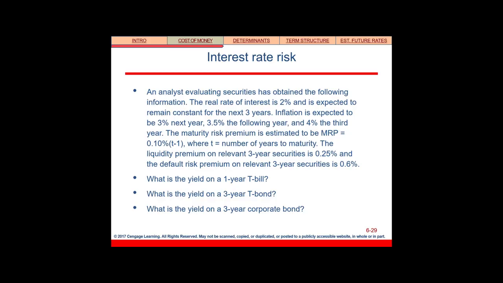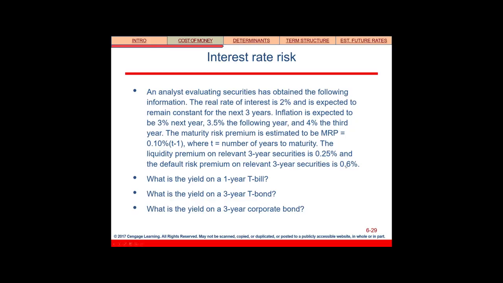So let's have a look at the first one. It asks what is the yield on the 1-year treasury bill. Remember this is 1 year, which means there's no maturity risk premium, because it's short term. Even if you use this equation, it's still 0, because t equals 1, so this whole thing equals 0. Moreover, it's a treasury bill, so there's no default risk premium and liquidity premium. So these two, you don't have to add in.